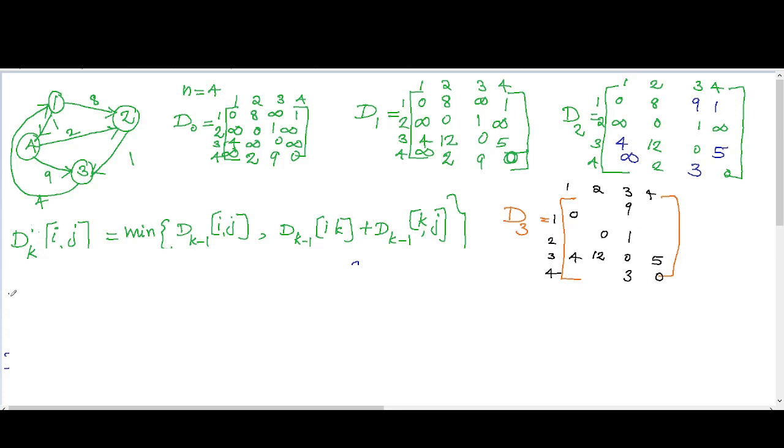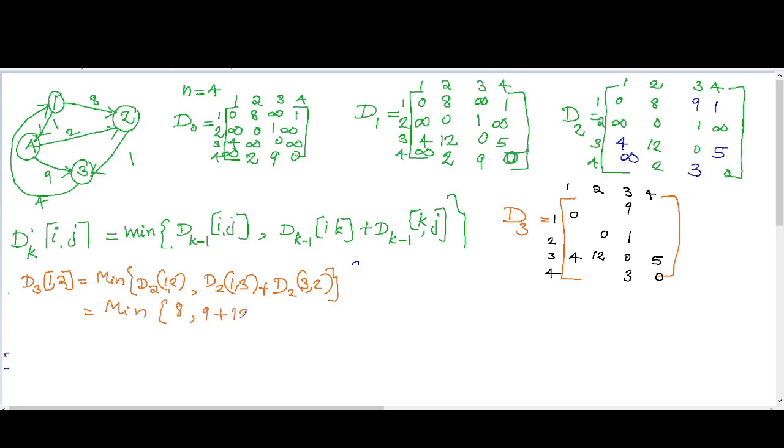That means at first we have to calculate D3 of 1, 2. So we can make use of this formula. D3 of 1, 2 equals minimum of D2 of 1, 2, comma D2 of 1, 3 plus D2 of 3, 2. So that is equal to the minimum of 8, 9 plus 12. So that is equal to 8. So you can write 8 in this position.